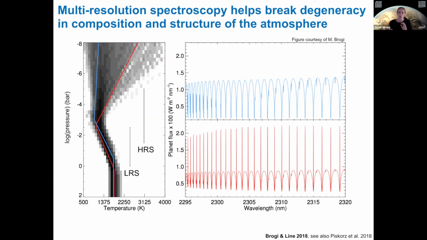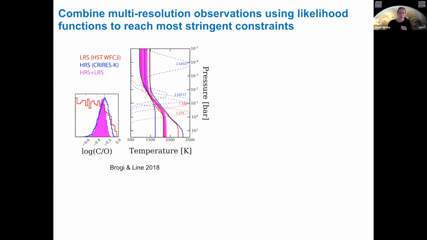That enables you to remove some of the degeneracy that the profile has with the composition in the atmosphere. That was shown in Birkby and Line in 2018. What you can see in purple on the left-hand side is how they were able to constrain the carbon to oxygen ratio. That can tell us things about what the planet accreted from its gaseous disk. It's constrained far better than either of the two data sets independently could do. And you can see the temperature pressure profile that corresponds to that.